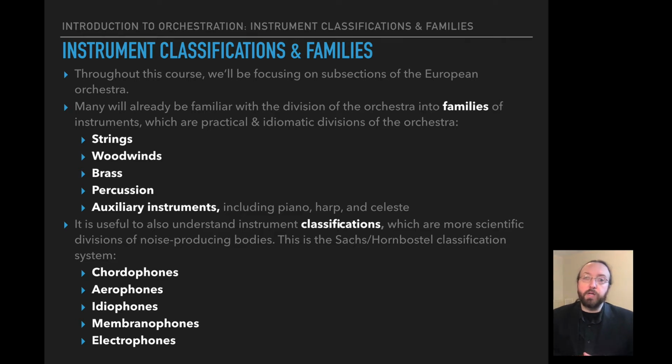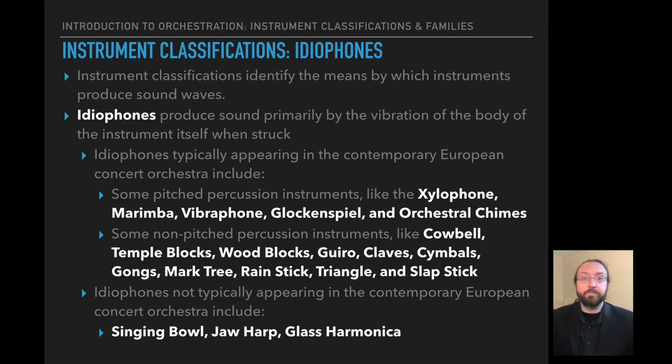It's useful to also understand instrument classifications, which are slightly more scientific divisions of noise-producing bodies. We'll be referring to the Sachs-Hornbostel classification system, which includes aerophones, chordophones, idiophones, membranophones, and electrophones. Instrument classifications identify the means by which instruments are producing sound waves. So what sort of vibration is happening to make the air around it vibrate?